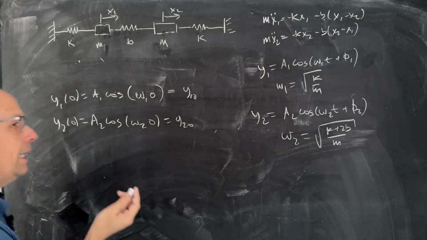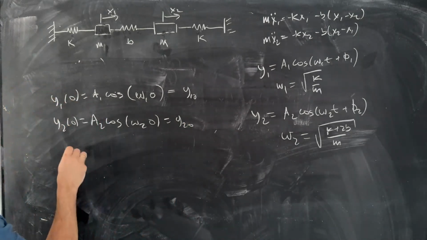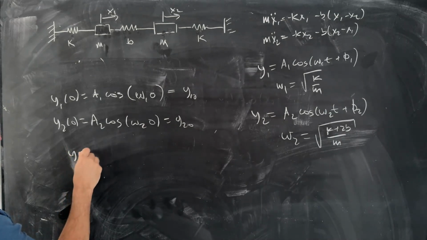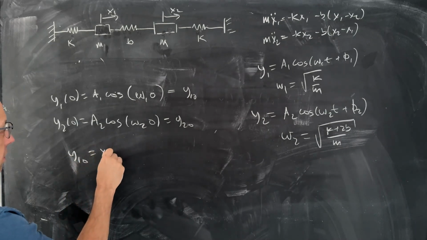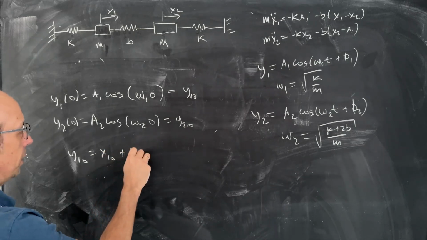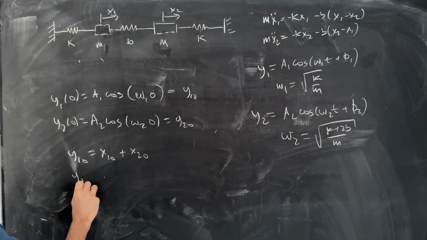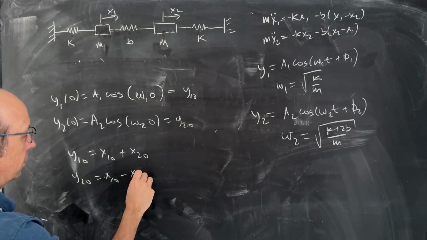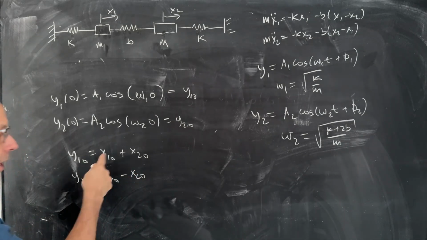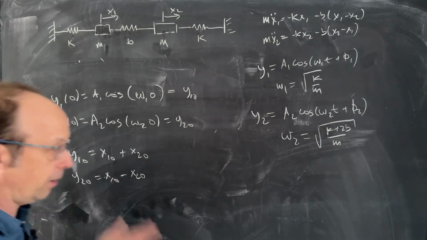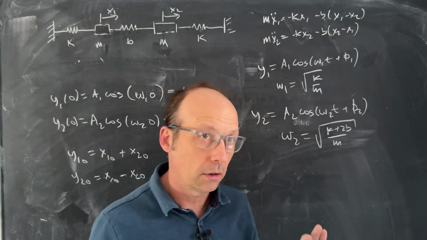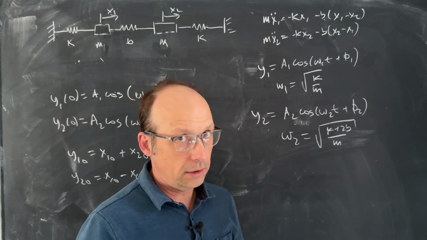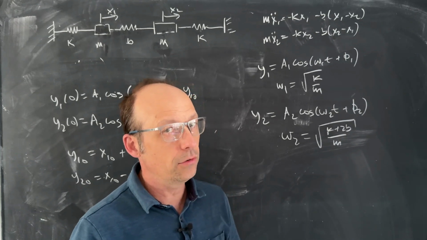And so we can pick some values here. y1 0 is x1 0 plus x2 0, and y2 0 is x1 0 minus x2 0. So if I know the initial values, I can find those. I can find my initial conditions, and everything will work. Okay. Let's do this, and I'm going to actually do this two ways.